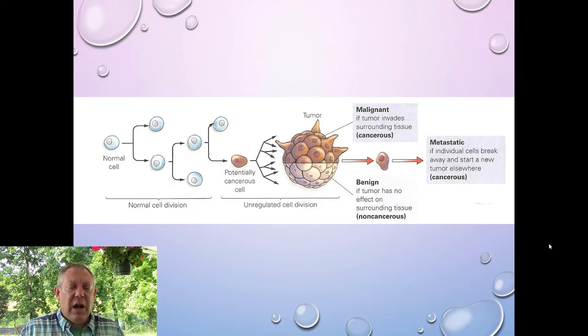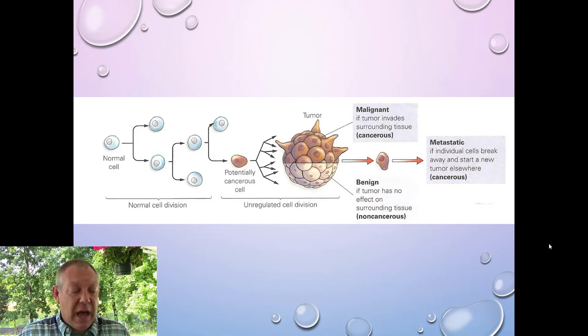And so this is just a figure showing normal cell division. One cell leads to two cells, each new cell leads to another cell. And then something goes wrong, and one of these cells begins to divide uncontrollably. And so then all the resulting cells from that cell divide uncontrollably. That's when you get a tumor.